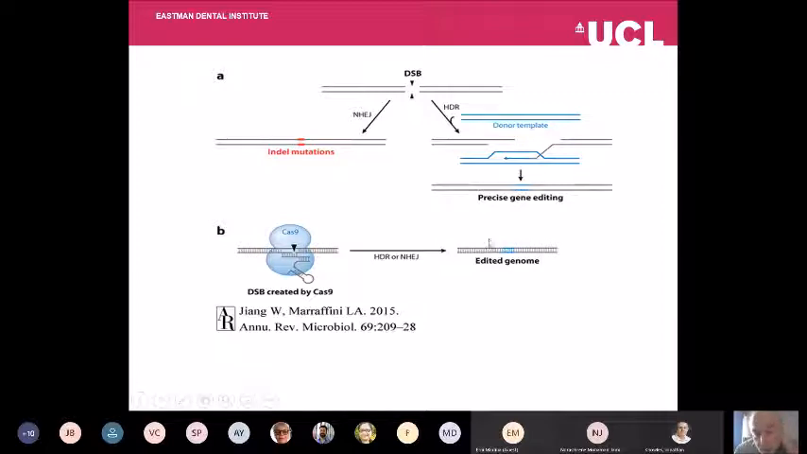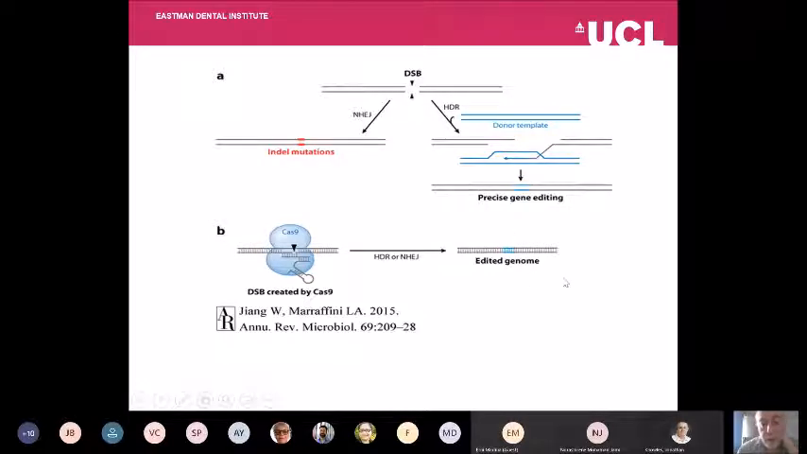So it's a way of precisely removing all the genomes that don't have the bit that you edited. You can edit one genome in a million, but your CRISPR-Cas will kill all the ones except the ones you've edited, and then you can end up with your edited genome.